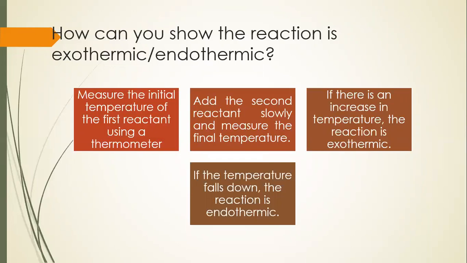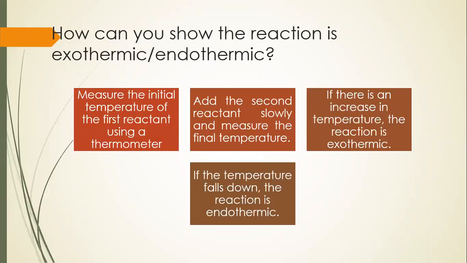How will you measure temperature? Using a thermometer. So you will measure the initial temperature of water, for example, the first reactant. Note down the initial temperature. Suppose it is 25 degrees Celsius. You put the solid, and the temperature increases continuously. So you have to mention specifically: using a thermometer, measure the initial temperature of water, the first reactant. Then you add the second reactant slowly and measure the final temperature.